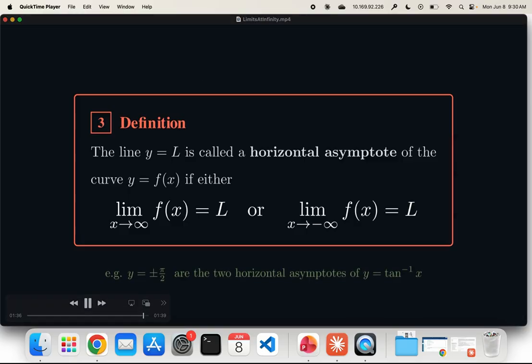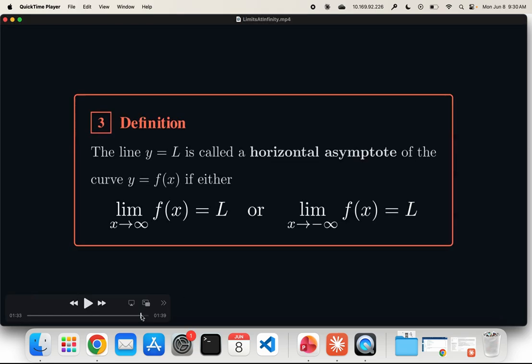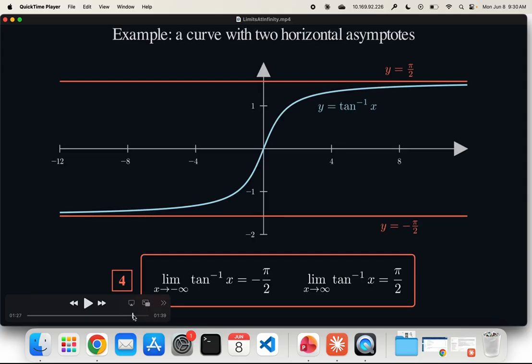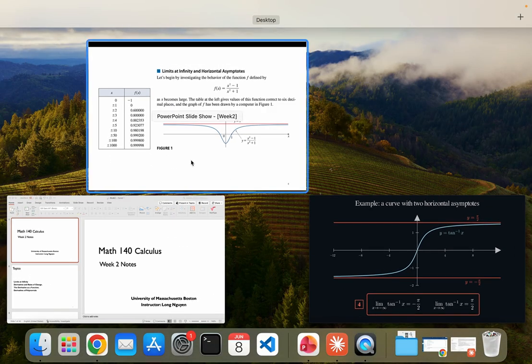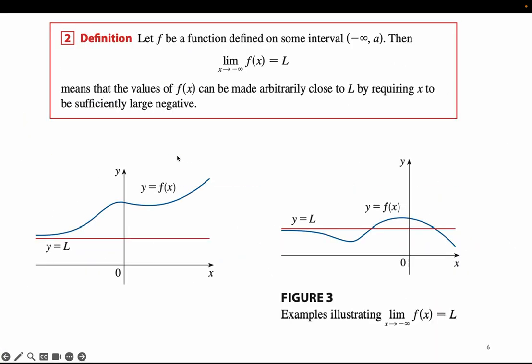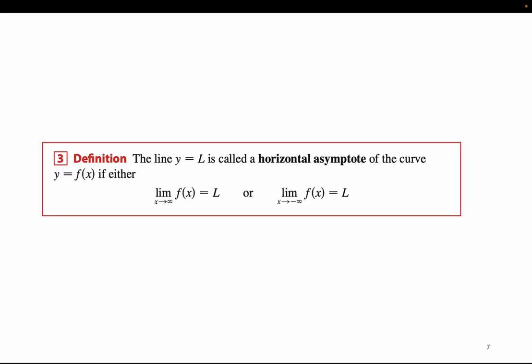And so in the earlier case of the inverse tangent, we saw that we have two horizontal asymptotes. One of them is y is pi over 2. This is a horizontal asymptote. The other one is y is negative pi over 2. Okay, let me go back to the slides now. So we've covered this graphically with Manim.